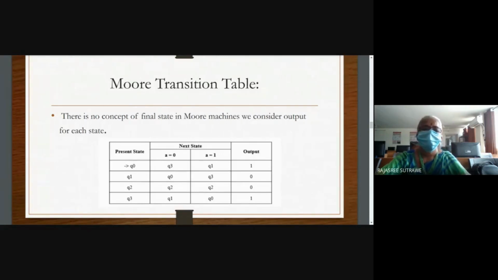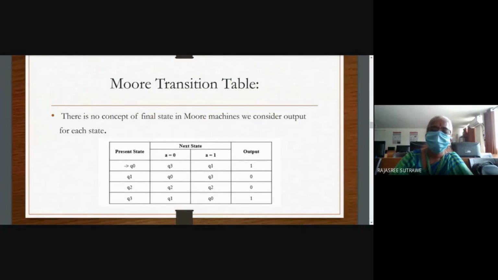Now we'll go for another string here. Let me take a string: 1, 1, 0, 0, 1. Suppose I'm taking this string. So now here, what we do? Same procedure. We start with the initial state. The initial state is our Q naught. For Q naught, we are giving input 1. What is the next state for this?